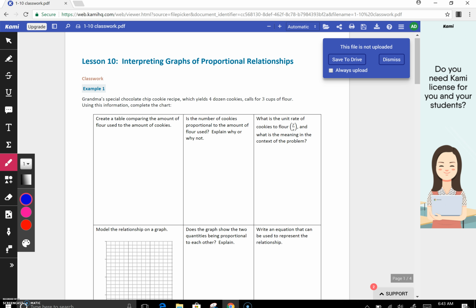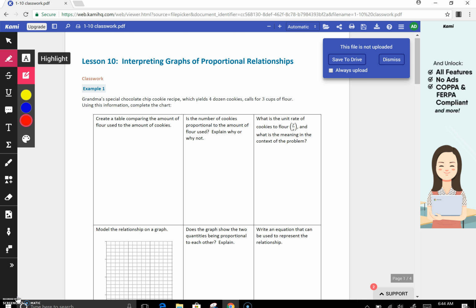Example 1, Grandma's special chocolate chip cookie recipe, which yields 4 dozen cookies, calls for 3 cups of flour. So we make 4 dozen cookies. It needs 3 cups of flour to do that. Using this information, complete the chart.